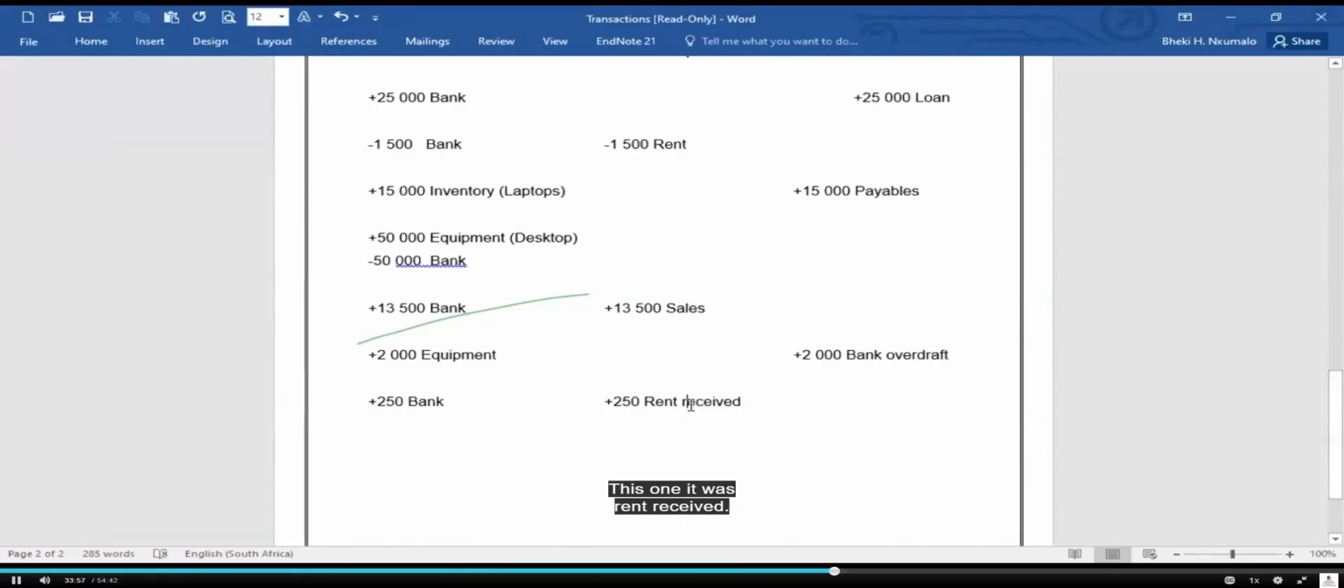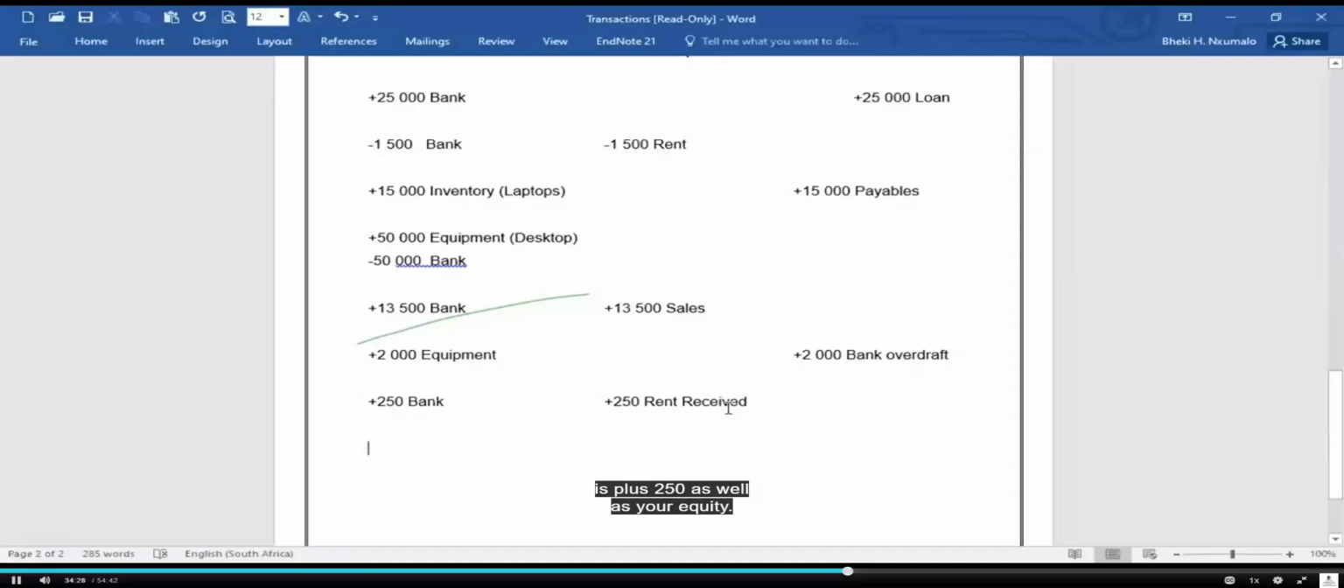Rent received is classified as an income. If you remember, I said rent expense is an expense, which decreases equity. Rent received increases equity. Income increases equity. Expense decreases equity. So that is how you define the two. So rent received is income. We receive cash of 250, so your asset, which is bank, there is plus 250, as well as your equity. In this case, your rent received is another 250. So that was transaction number 9.